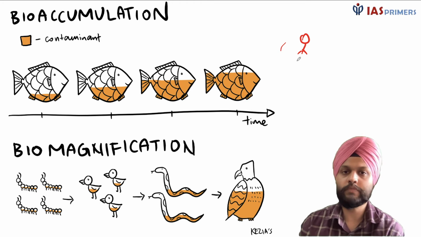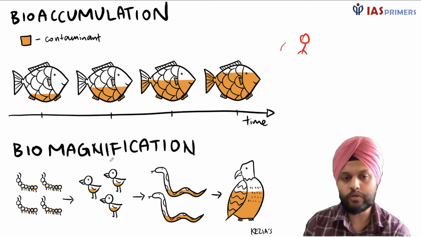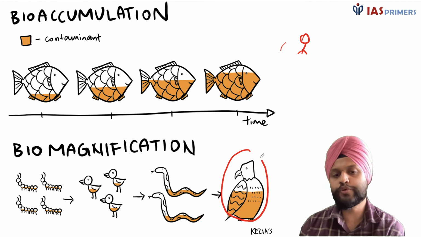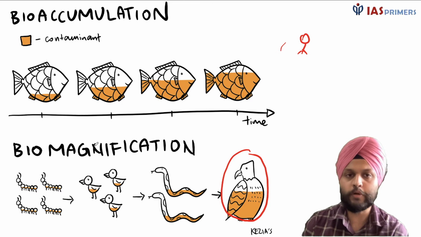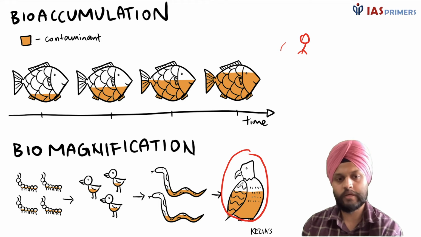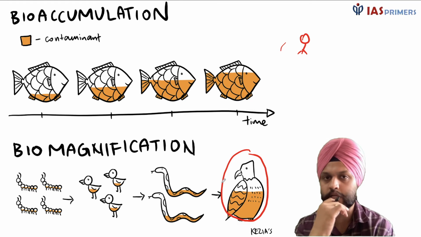They are in the top level, right? So it is observed that when one goes to the higher levels, the level of pollution that is seen is of a much higher intensity as one goes to a higher trophic level. So this image is just to depict this.